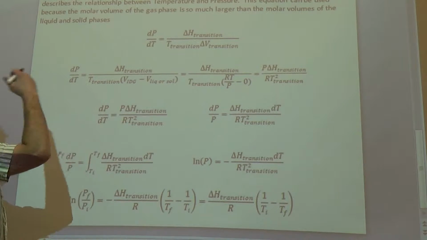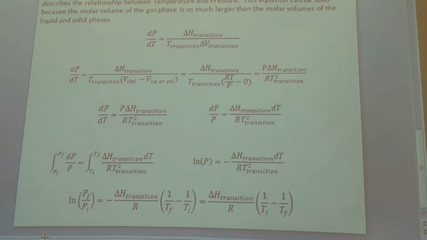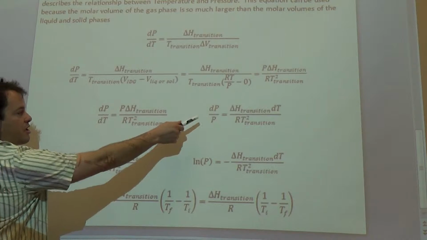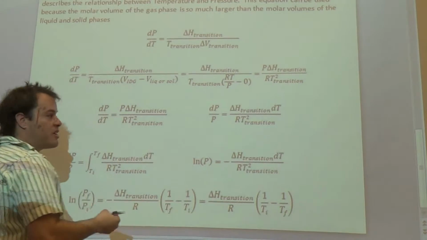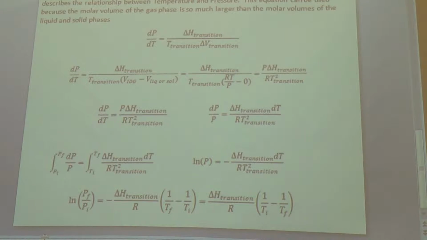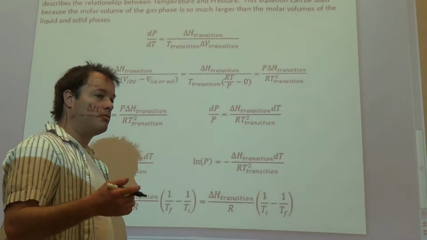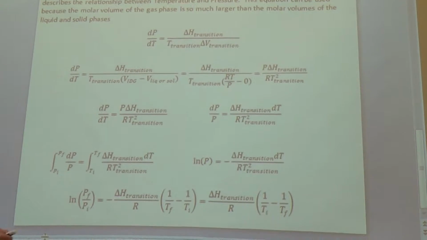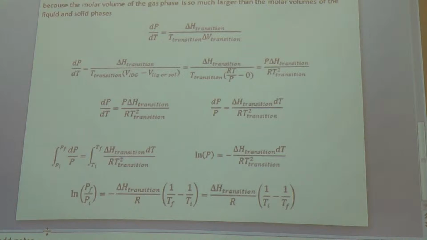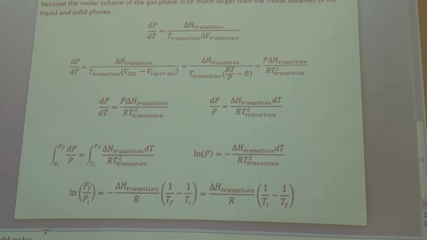You saw last time that we can move all the appropriate variables to one side of the equation or the other and take the integral. So we move the P into the denominator here. We take the dT, we move it up to the numerator there, and we get the expression that says dP over P is delta H of transition times dT over RT squared. We can integrate that from initial to final pressures and temperatures and get an expression that relates P and T.